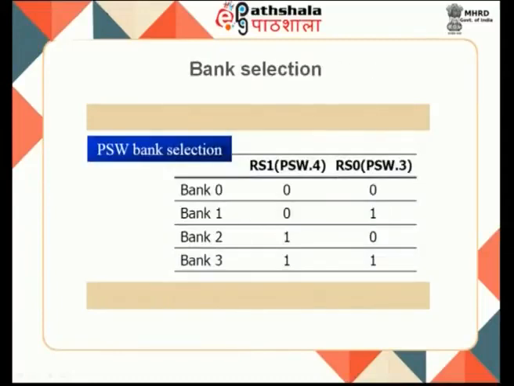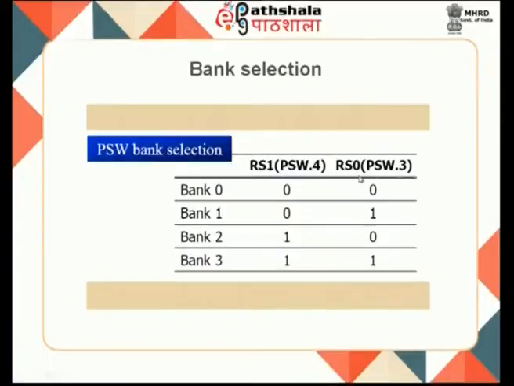Now, when I am looking at bank selection, as I told you, in your program status word there are 2 bits, RS0 and RS1. I can call them PSW.3 and PSW.4. This 3 and 4 tell you the bit positions. PSW is the program status word. So, these 2 positions combine together to tell you about your bank selection.